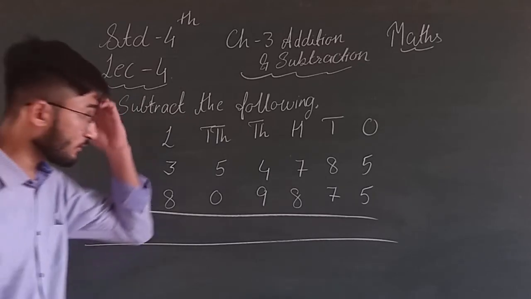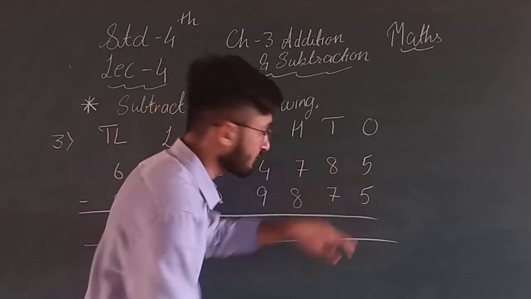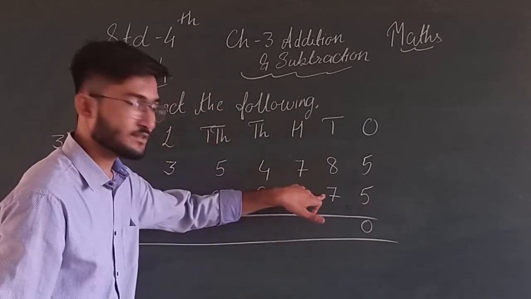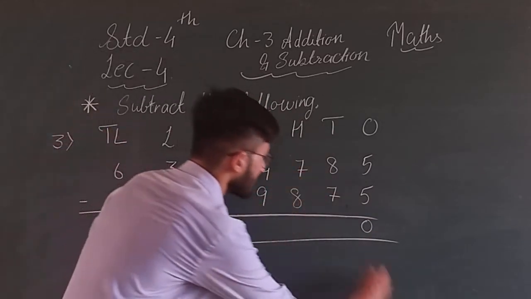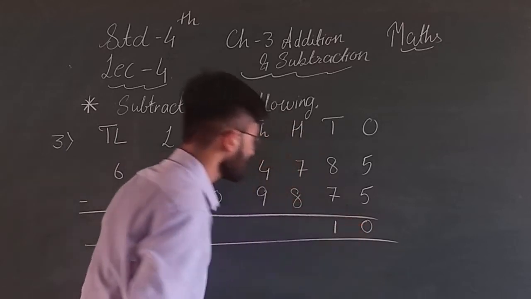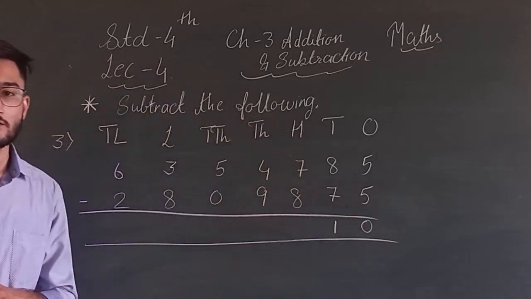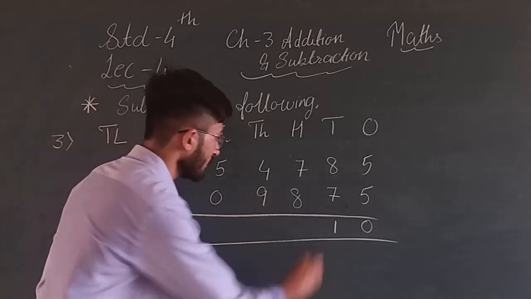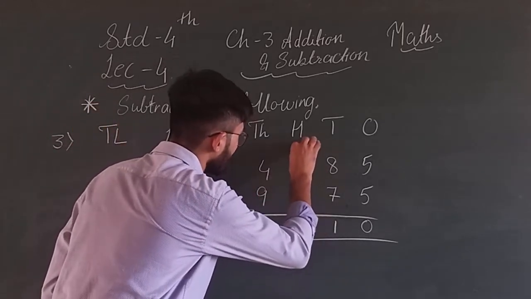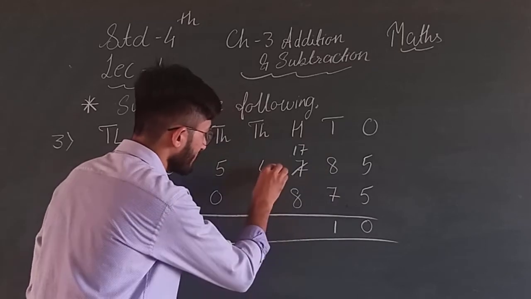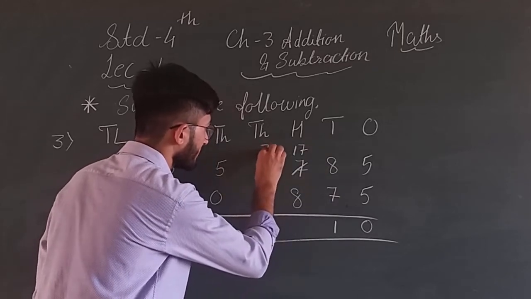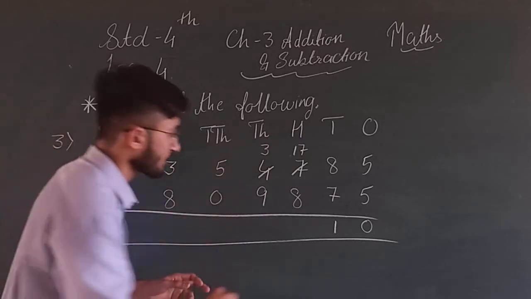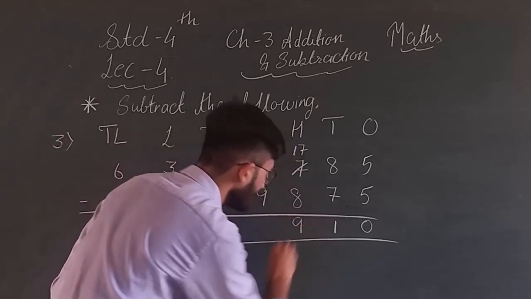So starting from the ones place, 5 minus 5 will result 0. Okay. 8 minus 7 is possible. So 8 minus 7 will give us 1. 7 minus 8, that is not possible. So cut down 7. 7 will become 17. But how? We are borrowing a number from here and 4 becomes 3. So 17 minus 8 will be 9.